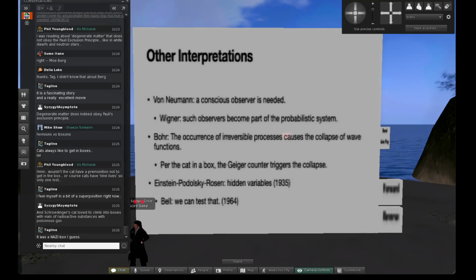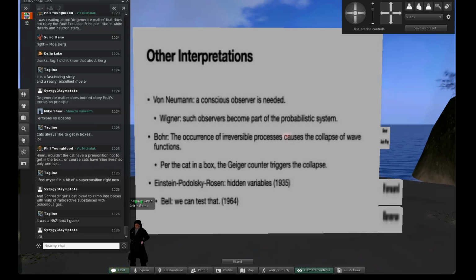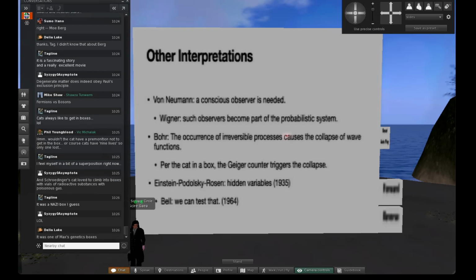So, what were the other interpretations? Von Neumann said a conscious observer is needed. Now that's interesting because the idea is that the universe was actually being generated by conscious people. Wigner initially went along with von Neumann, but then he thought about it and realized the observer themselves is going to be part of the probabilistic system. Bohr decided that it was irreversible processes that cause the collapse of wave functions. For example, in the case of the cat in the box, the Geiger counter is triggering the collapse. It's not about you opening the box and seeing what is going on. The Geiger counter did it.